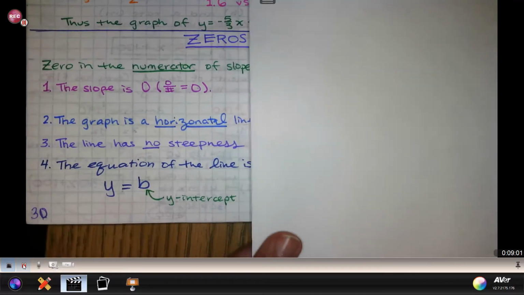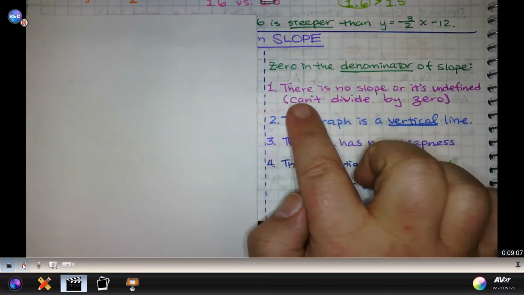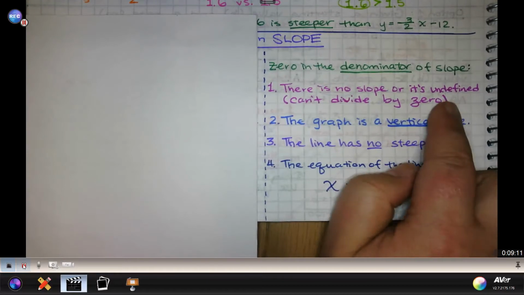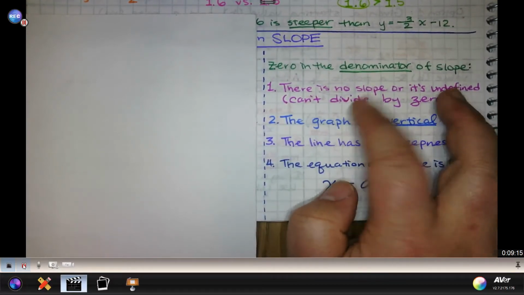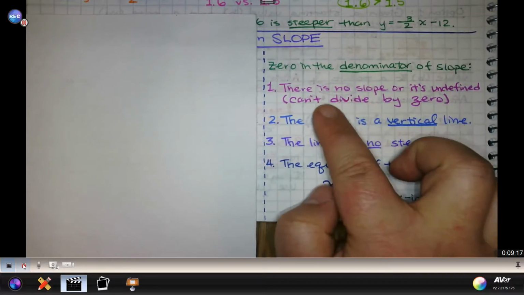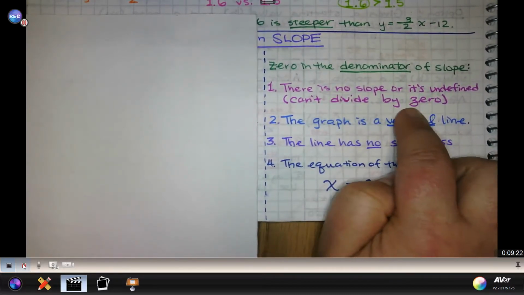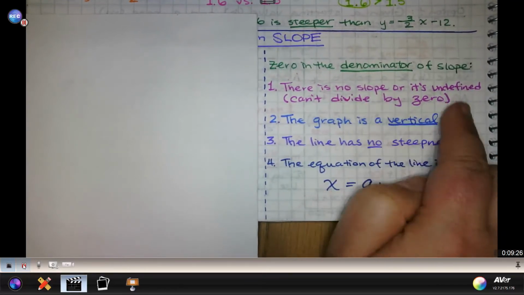But now let's look at when the denominator of the slope is 0. So then there's no slope, or you might say it's undefined. Okay, those mean the same thing, not like it's either or. You can say either of those things. And the reason for that is because you can't divide by 0. Sorry, I accidentally used a curly Z. So you can't divide it by 0, so it would be no slope or undefined.